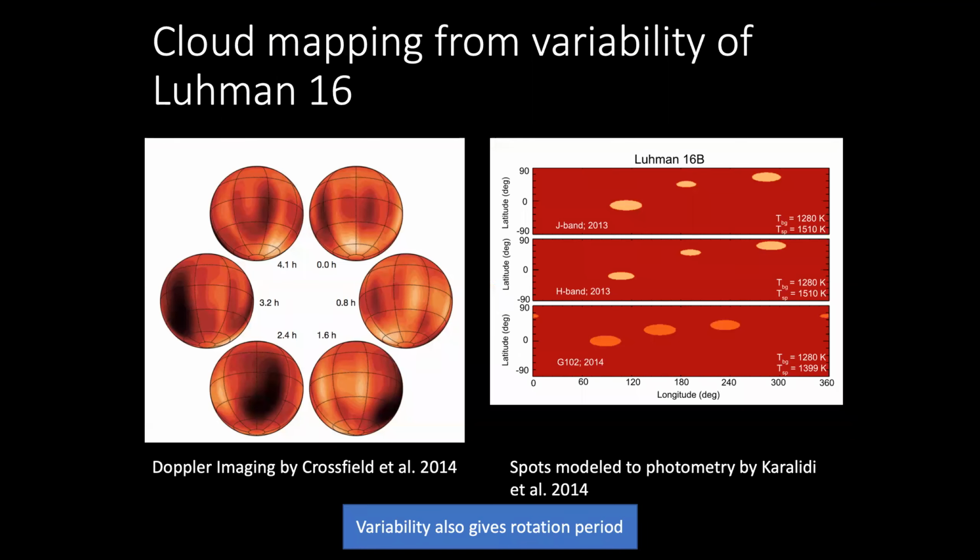Now, these objects, in particular Luhman 16B, are also variable objects, so brown dwarfs that are showing signs of weather patterns. And we can use advanced techniques, again, taking advantage of how bright and close this object is, such as Doppler imaging. This is monitoring the line spread function in high resolution spectroscopy. As bright or dark spots move in and out of view, it dims certain parts of that line spread function. And so you can back out a cloud map, as was done here in 2014.